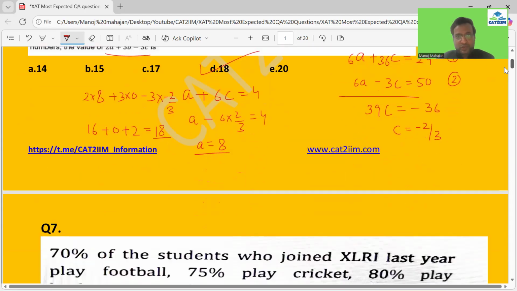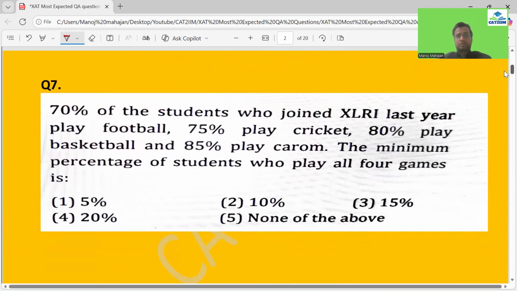Let's move to the next one out here. So this is the actual XAT paper question only. So it's a set theory problem. I generally use a logical way out, the magical monkey method. I would suggest that you spend some time with the question and then you look forward to the solution out here. So what I do is in the logical way, let's understand out here.